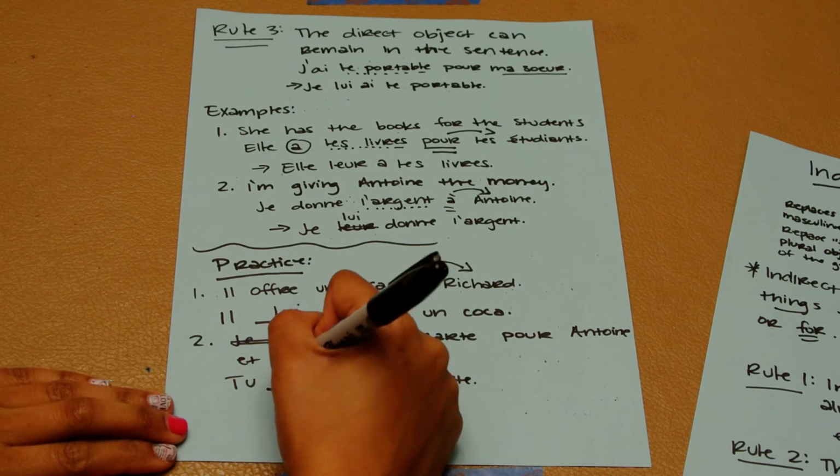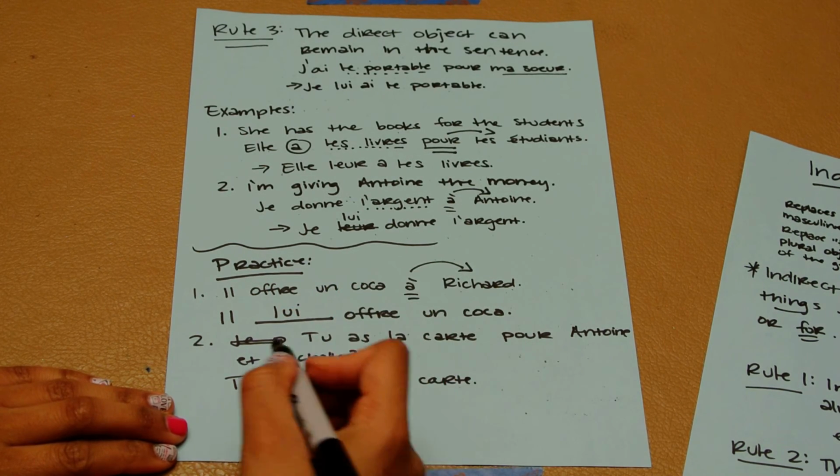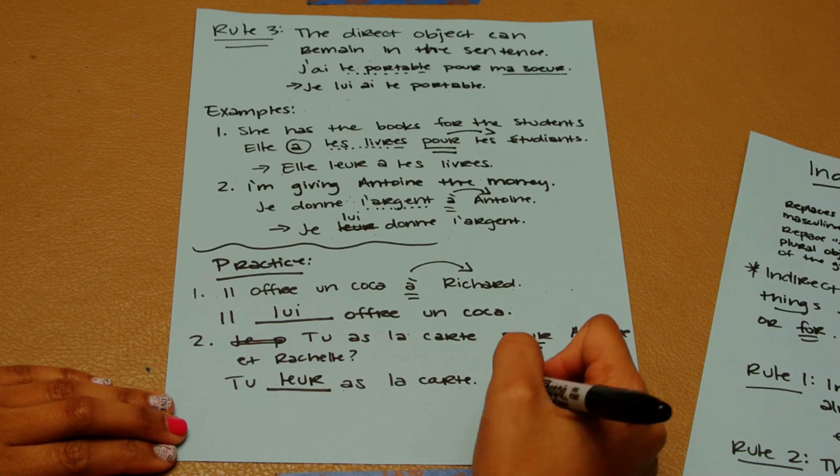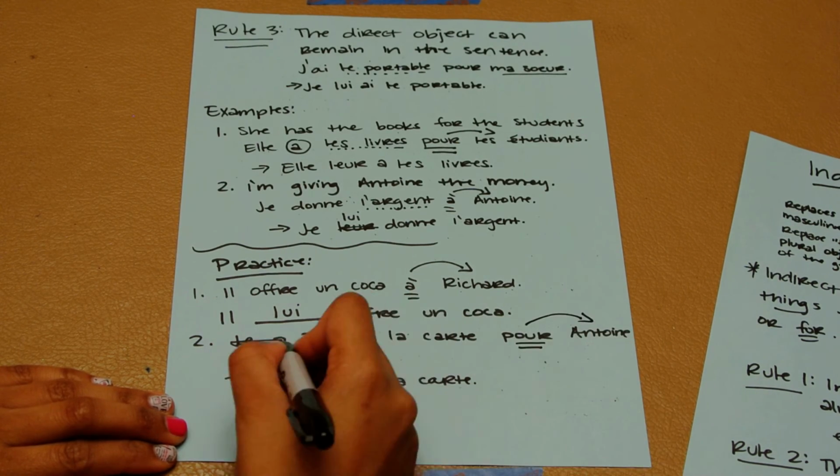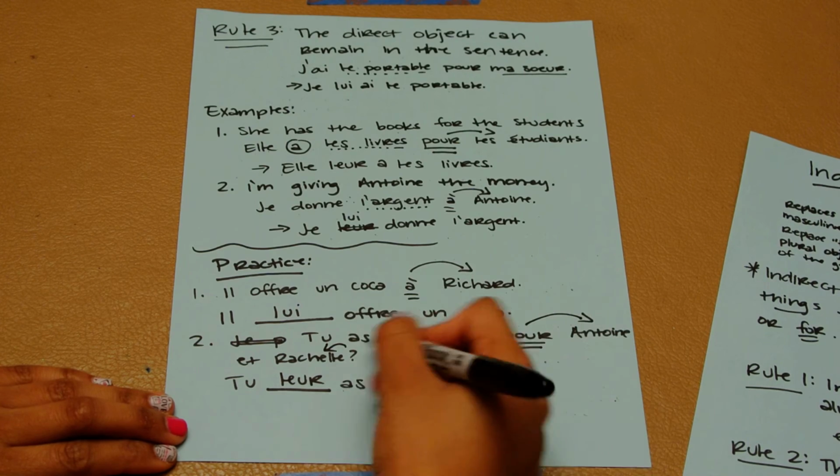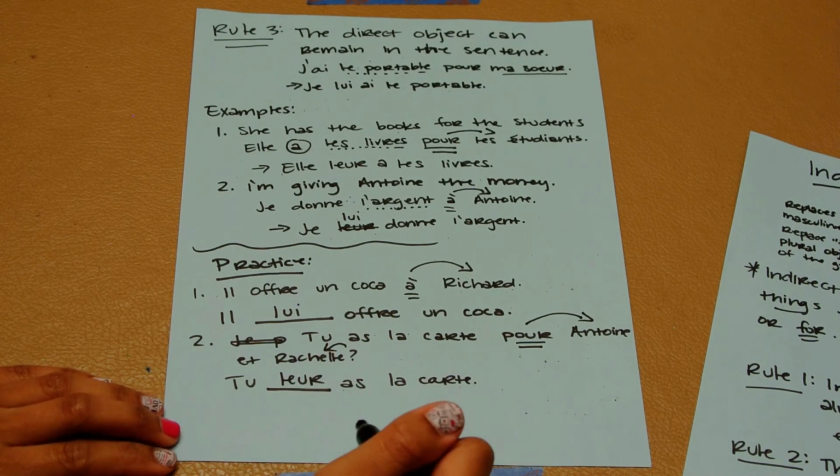And for this one, you should have leur. Why? Because what is this for? It's for Antoine and Rachel. The two of them together is plural, and that makes leur.